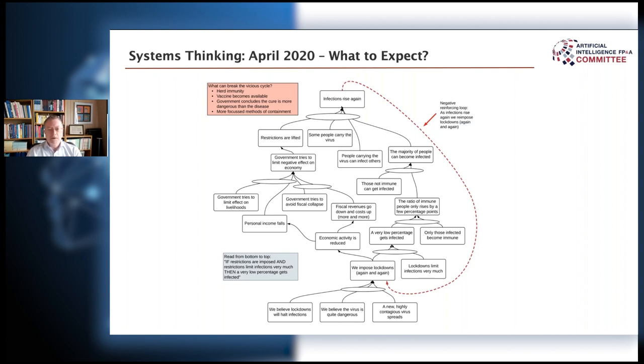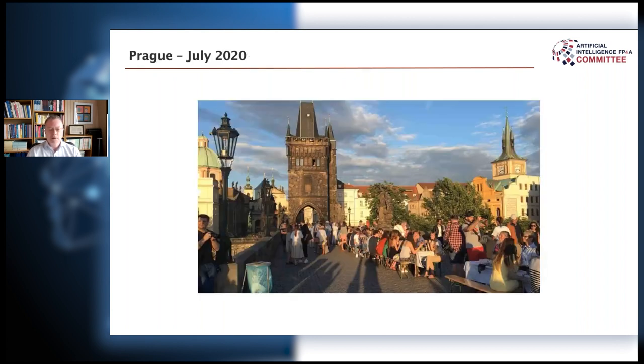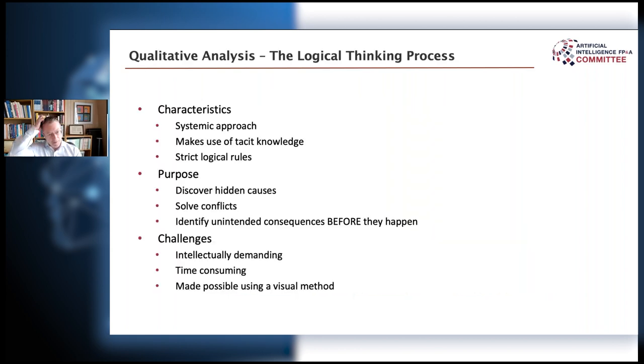But this was about the time when this happened also. This is in Prague in July 2020. People are celebrating the victory over COVID. So that was the situation then. So basically what we're doing here is we're analyzing a situation based on the facts that we have at hand and what must actually happen if this happens. That's basically what we're doing.